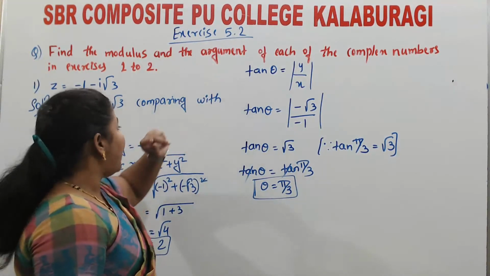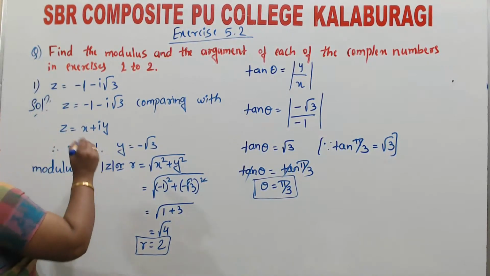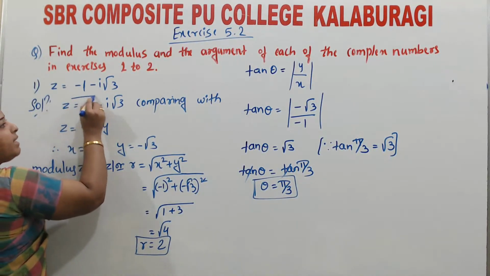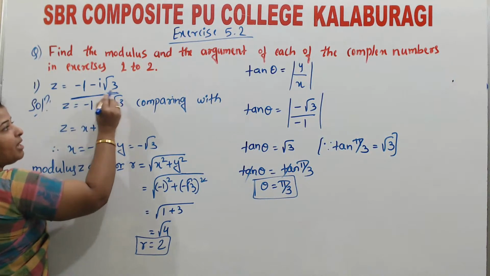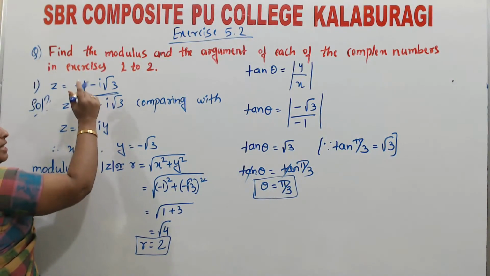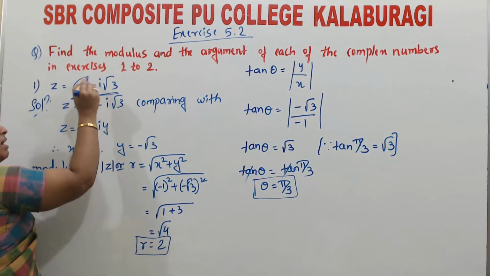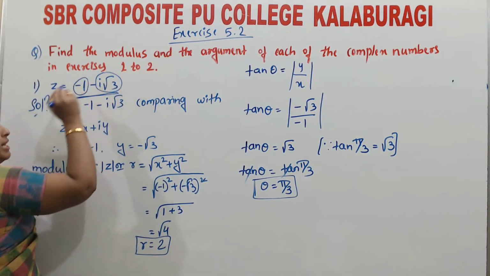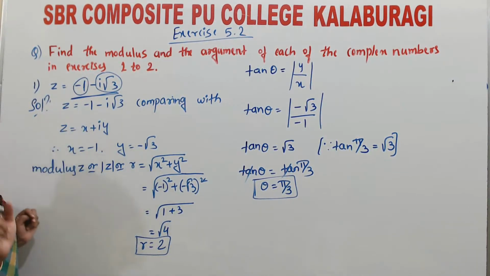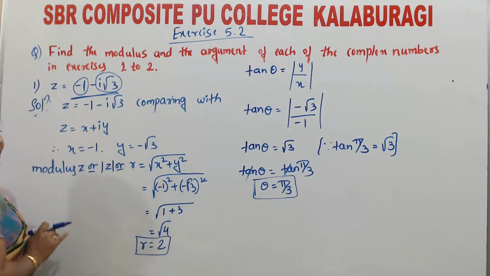If we are finding the argument, here we have to check the complex number's real axis and imaginary axis. This is our real axis value and this is our imaginary axis value. Both exist in which quadrant? Both are negative, right?